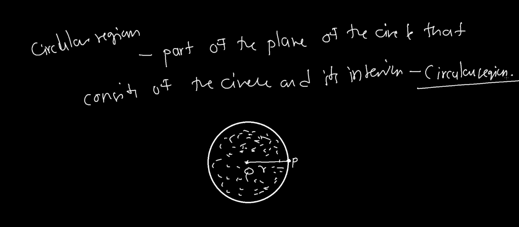This concept will be beneficial when we actually solve examples. If we are given a circular region and based on that we have to calculate some values, we should know what a circular region means in terms of geometry. So the points lying on the boundary of the circle, and the points inside, make the circular region.